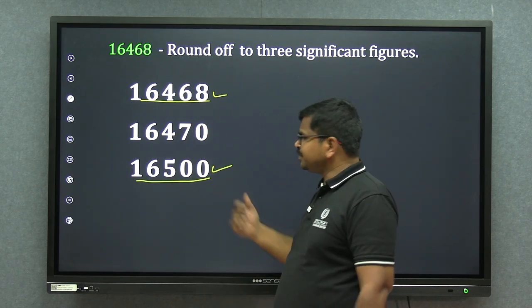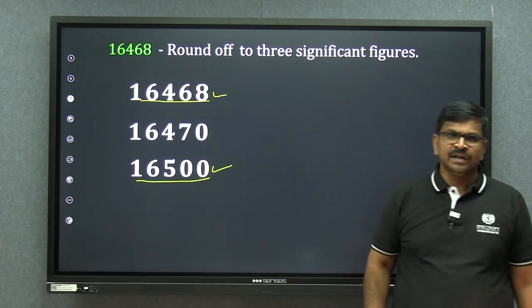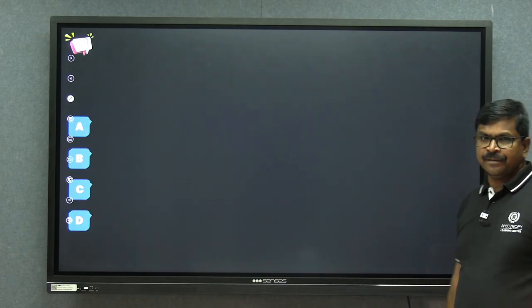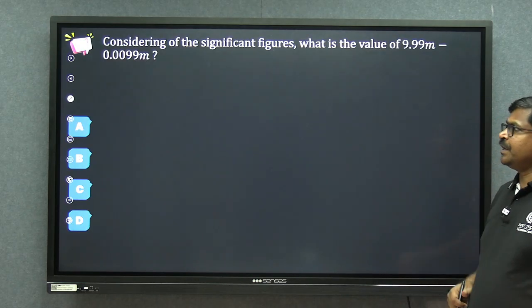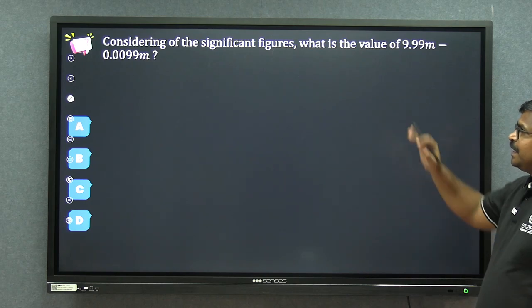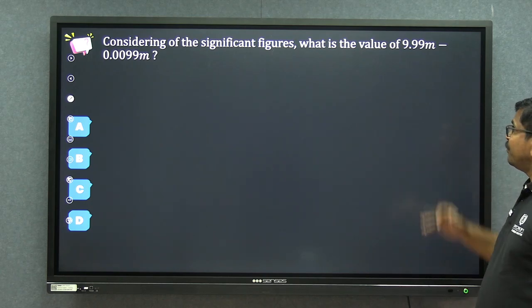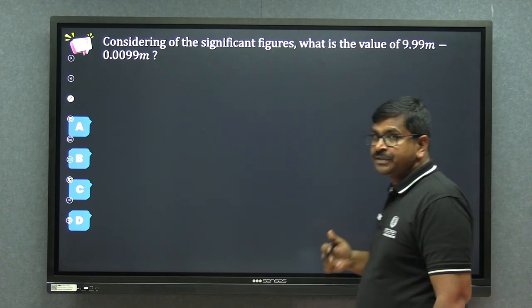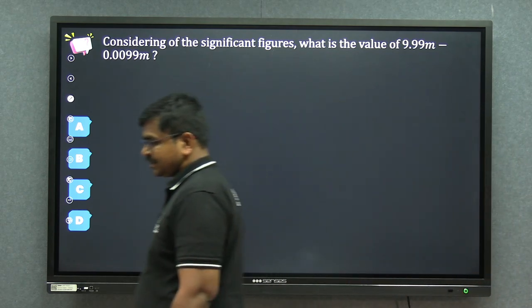16,468 is rounded off to 16,500. You need to cross check it finally. So this is the idea. Let us try to check a question from NEET 2020. Considering the significant figures, what is the value of 9.99 meters minus 0.0099 meters?